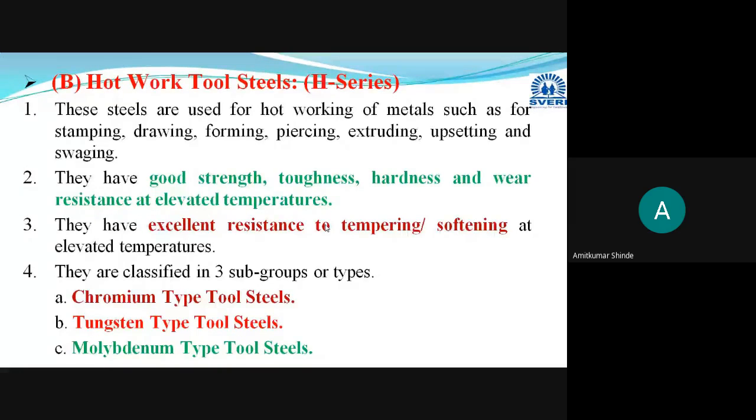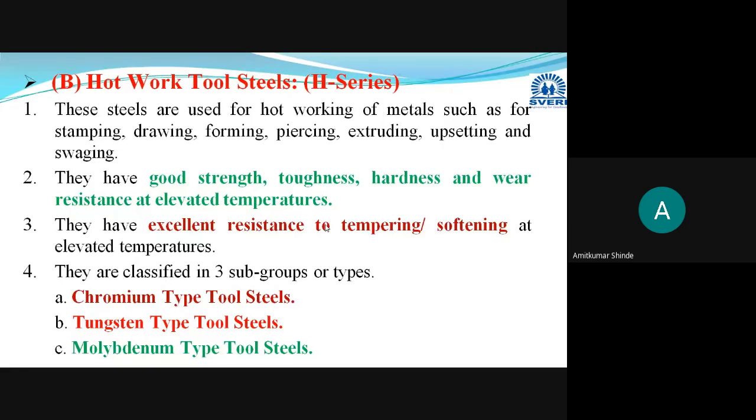The next point is that they are classified into three basic types, depending on the amount of principal alloying element. A number of alloying elements may be present in hot work tool steel. Iron and carbon will be there: iron is the base metal, carbon is an alloying element, and in addition to that, other alloying elements will be there.